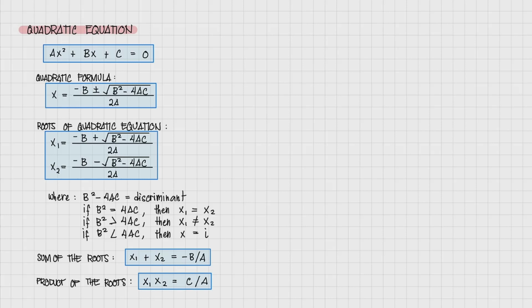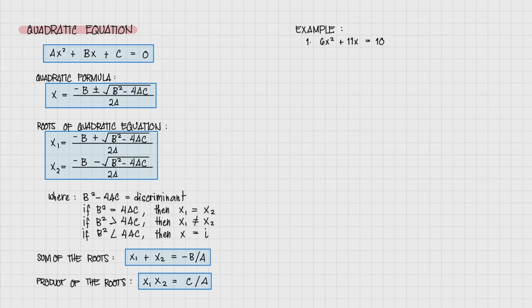So, maybe I could show you how to solve for the roots using your calculators. Sige. So, let's do an example. So, example number 1, let's try 6x squared plus 10, or rather 11x is equals to 10. So we're going to solve for the roots.